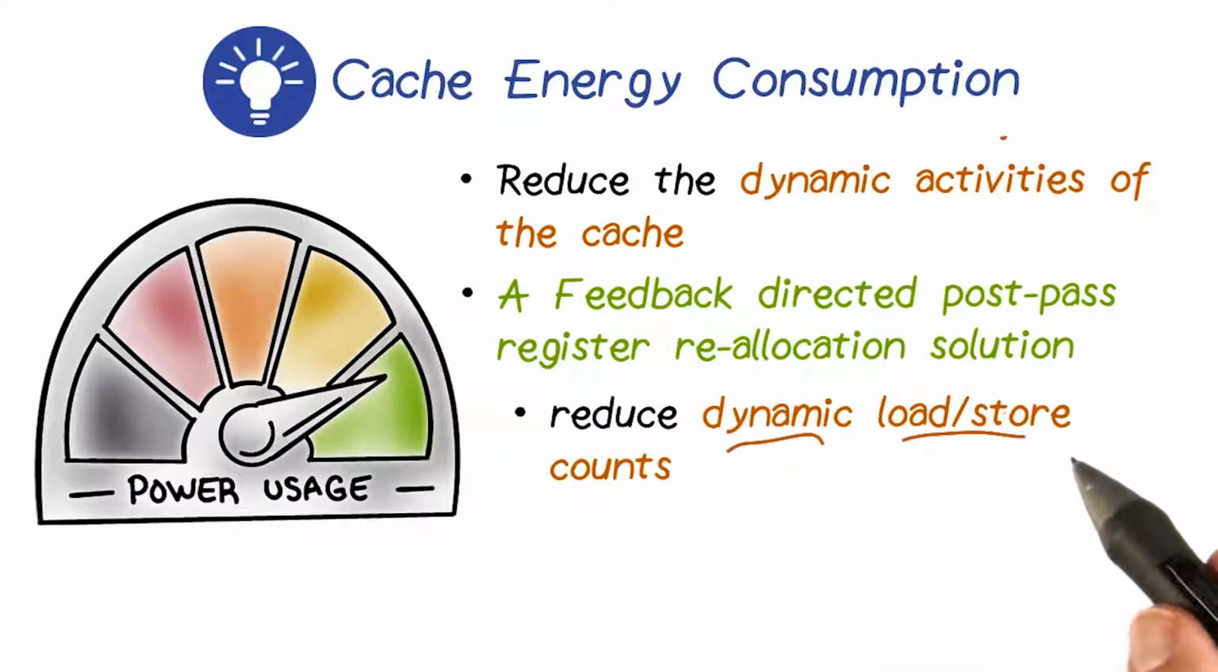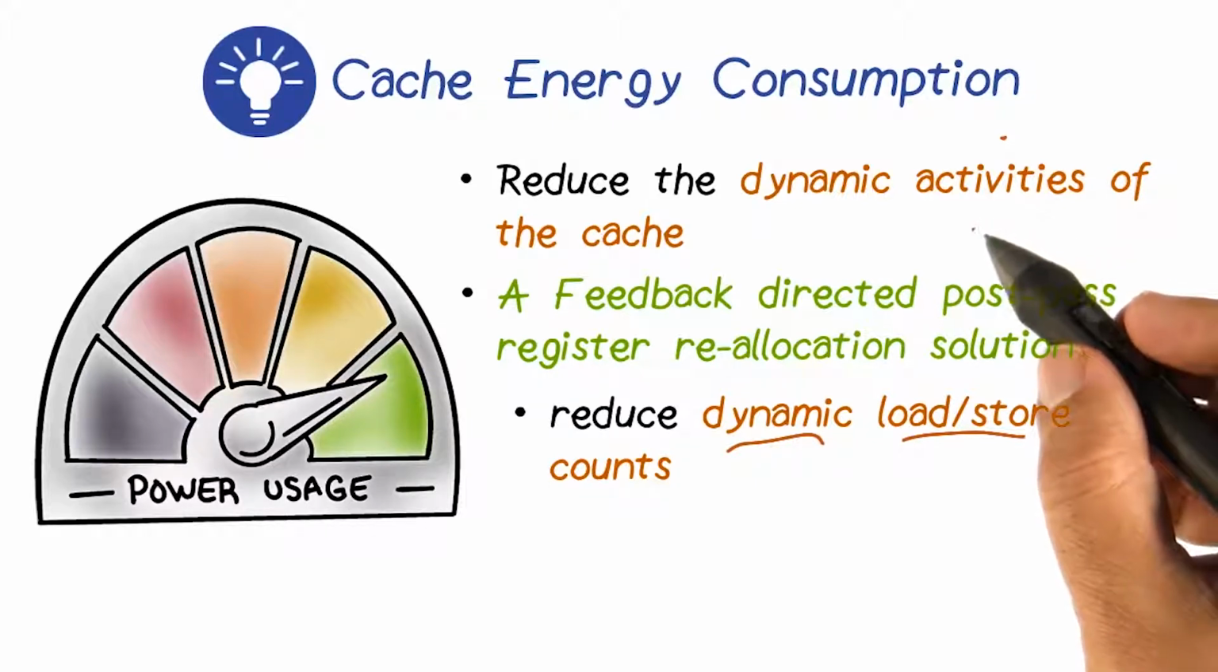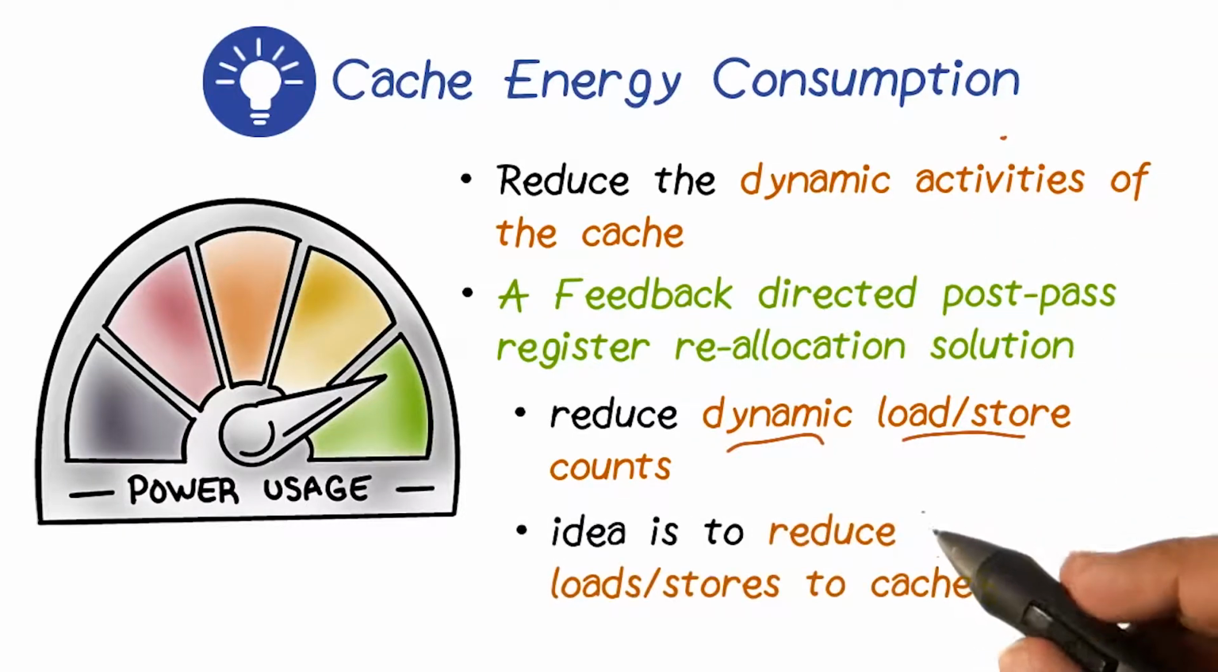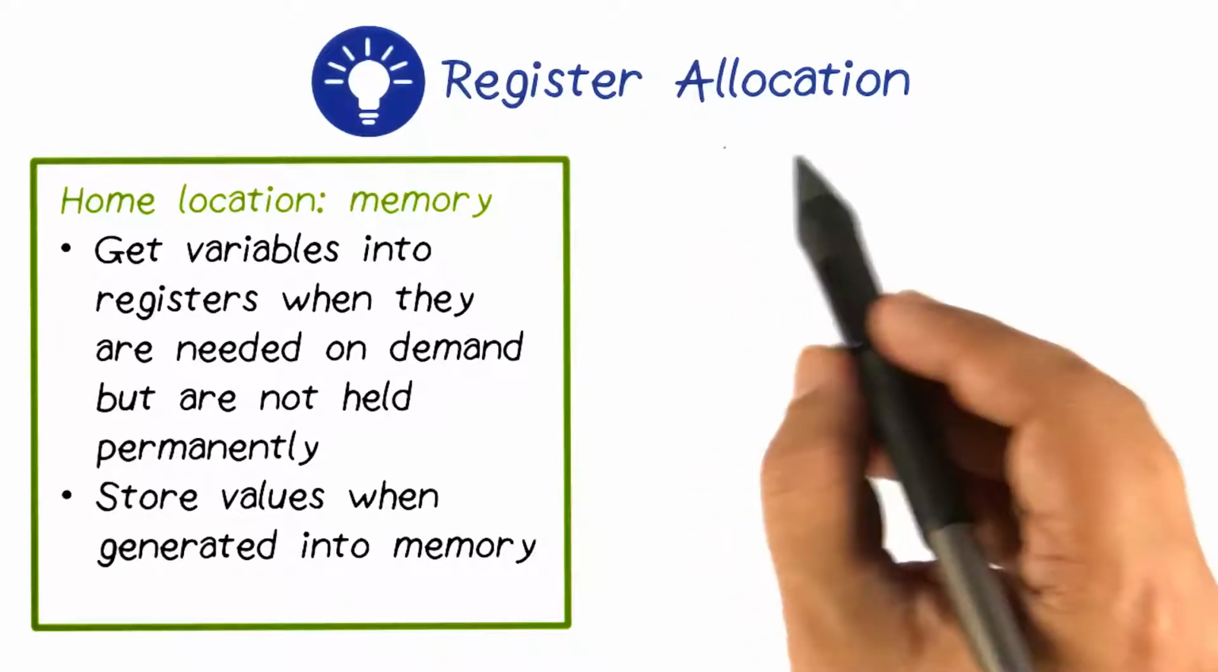Remember here, the dynamic load store count means the total number of loads and stores that go into the cache and which contribute to this dynamic activity of the cache to match the tags, to locate things, to transfer the data, and so on. And so the key idea here is to reduce the load stores going to the caches by utilizing the information of allocated registers and to reallocate those so that the dynamic number of load stores is reduced. Let us revisit the problem of register allocation.